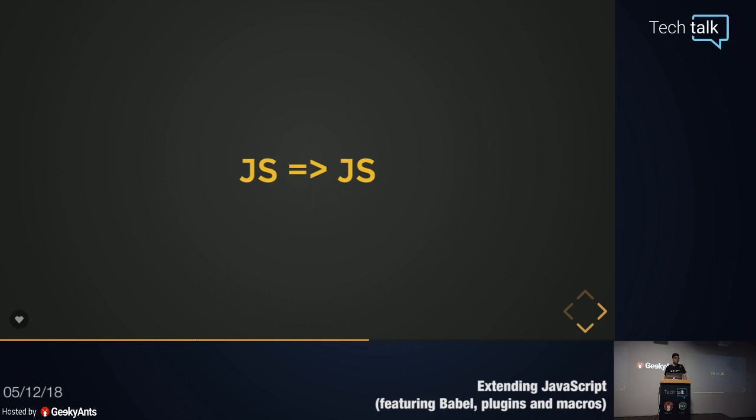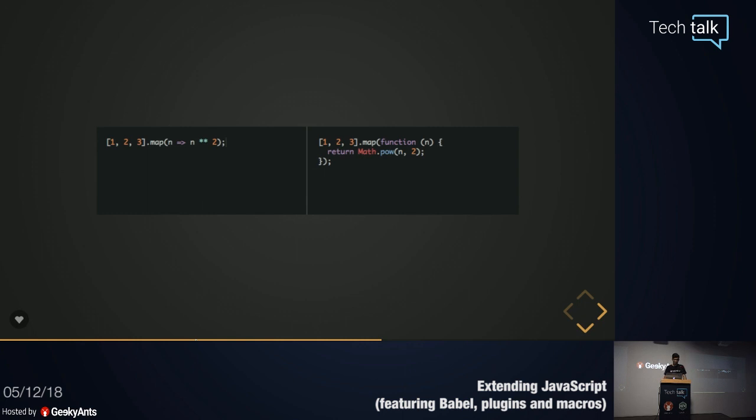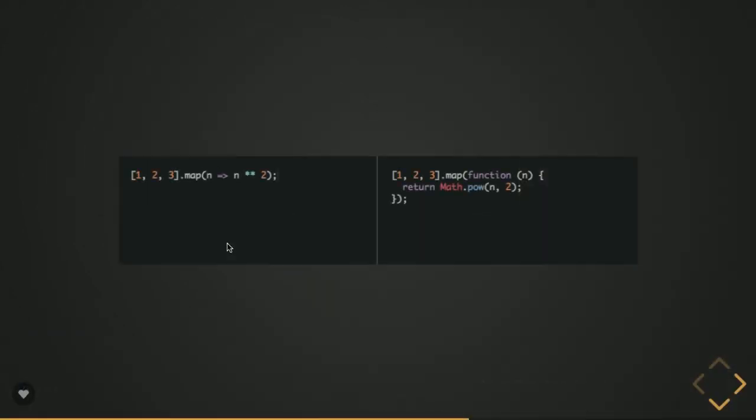Now, Babel, the compiler, is a source-to-source compiler. So it takes in JavaScript from one end and spits out JavaScript from the other. So here's an example that I've taken from Babel's homepage. I just nicked it from there. But as you can see on the left side, you have one way of describing how you can map over a list to get another list with squares of the numbers in the first list.